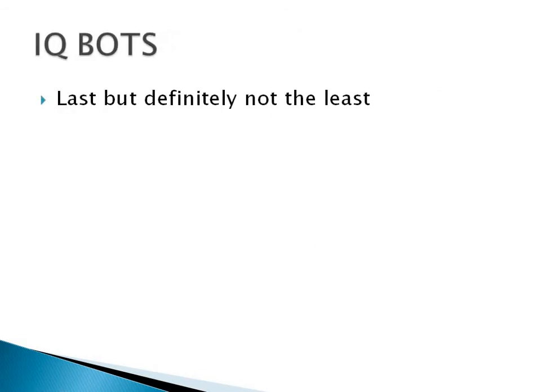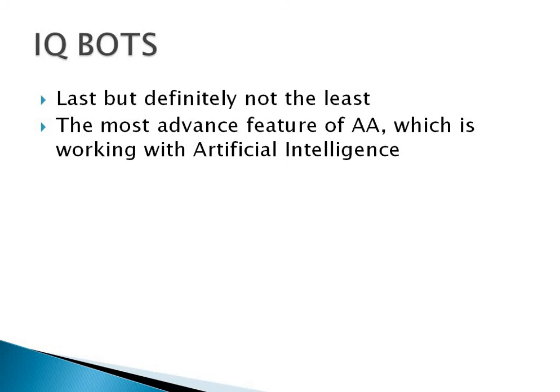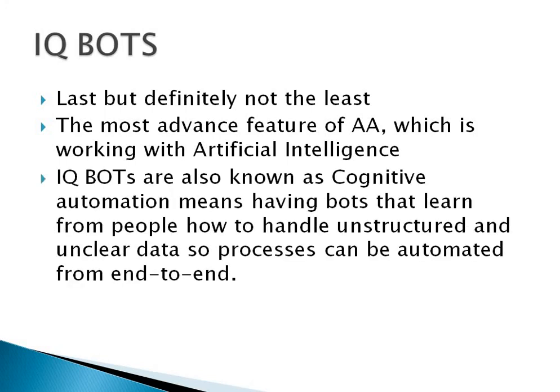IQ bots. IQ bots basically means the intelligent bots. This is, last but not the least, the most advanced feature of Automation Anywhere, which is working with artificial intelligence. They are actually collaborating this IQ bots to artificial intelligence, and which are literally amazing. IQ bots are also known as cognitive automation, means having bots that can learn from people how to handle unstructured and unclear data, so process can be automated from end to end.